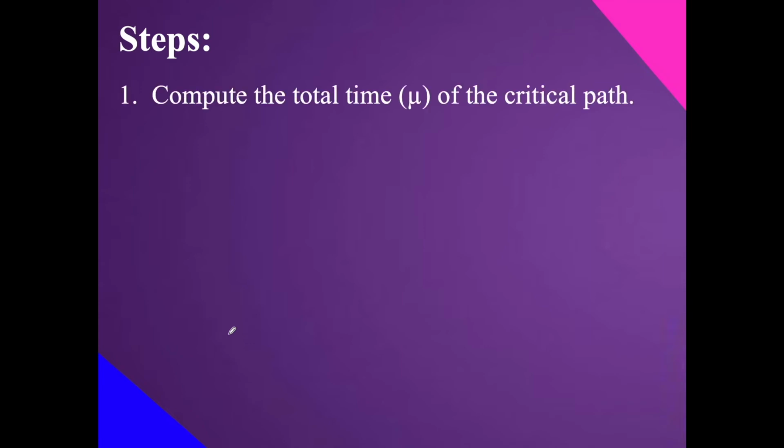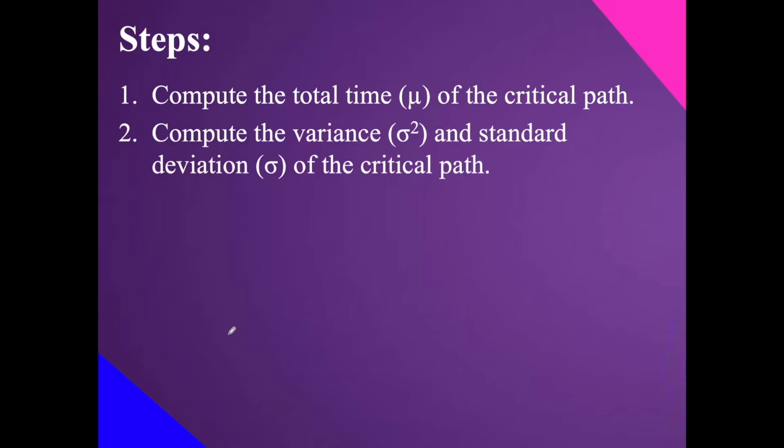So for the steps ng computation ng second part ng ating problem, for the first step, compute natin yung total time, or this stands for mu kapag gagawin natin siyang variable. Total time is mu of the critical path. Yung critical lang. Pangalawa, compute the variance and standard deviation, same yung ating mga symbol dito sa statistics. When we say variance, that is sigma squared. When we say standard deviation, that is sigma of the critical path.